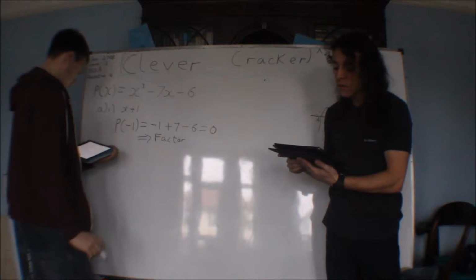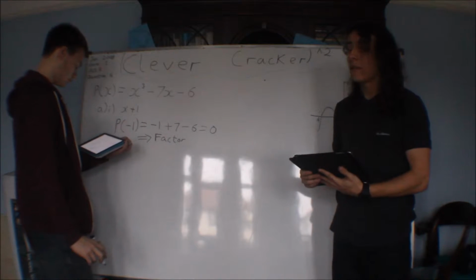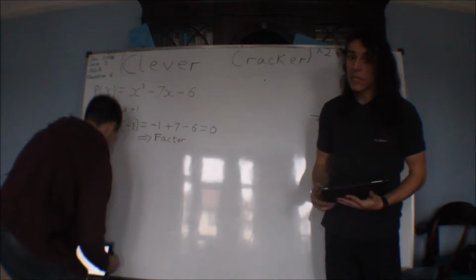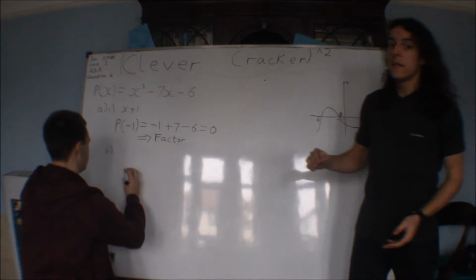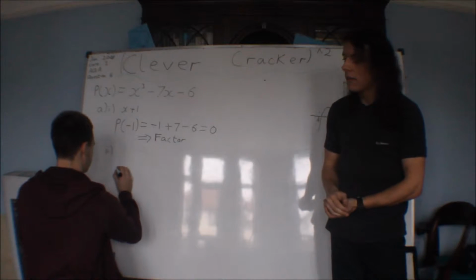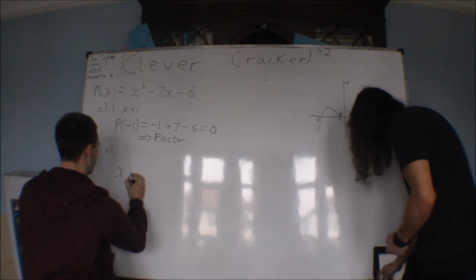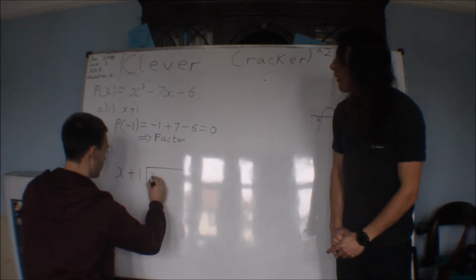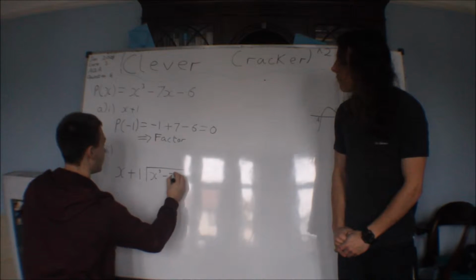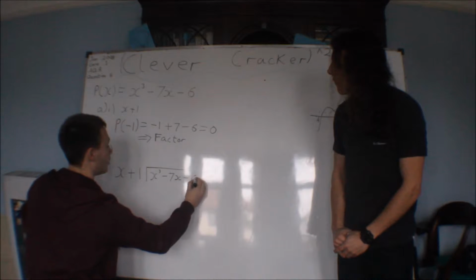Then we do part 2, which is express the polynomial as linear factors. That sounds a little bit crazy, but now we have our x plus 1, we can divide the entire polynomial by that to find the next linear factors. So, x plus 1 goes in our bus stop, and x cubed minus 7x minus 6 is the polynomial that we're dividing.